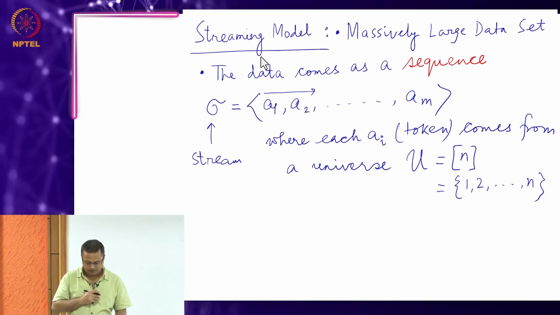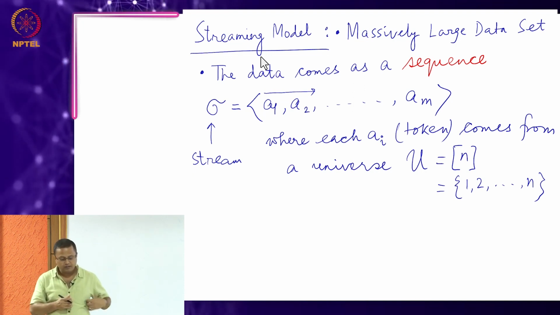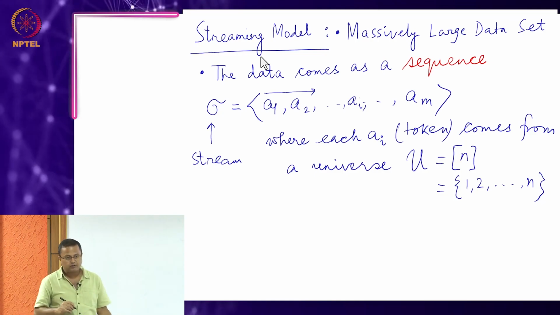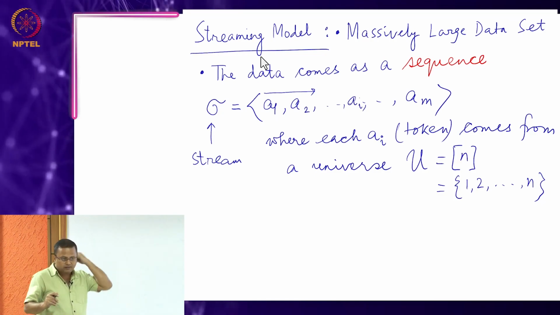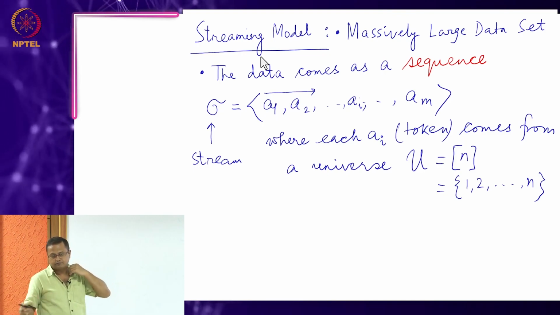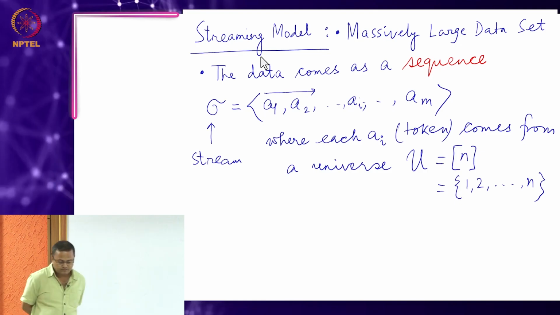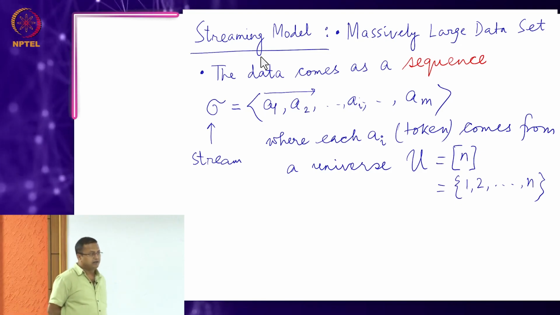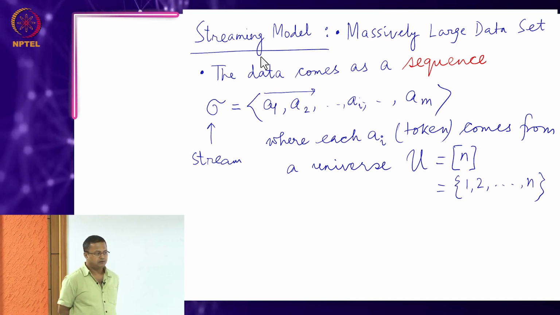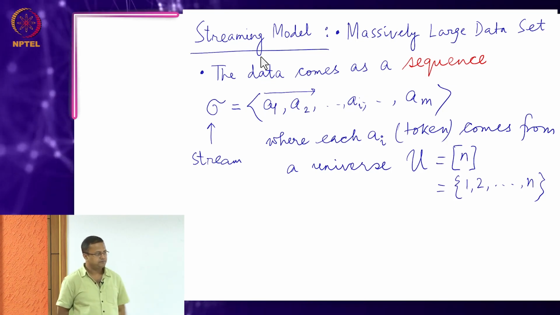Fine. So, the length of the stream is m, and each element in this string takes a value between 1 and n. That is the universe to which each token belongs. Now, reading this data in sequence actually makes your life very difficult. Once you have seen A2, you cannot see A1 any further. That packet is gone.